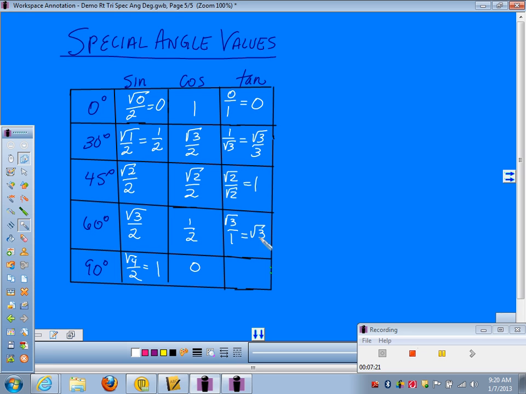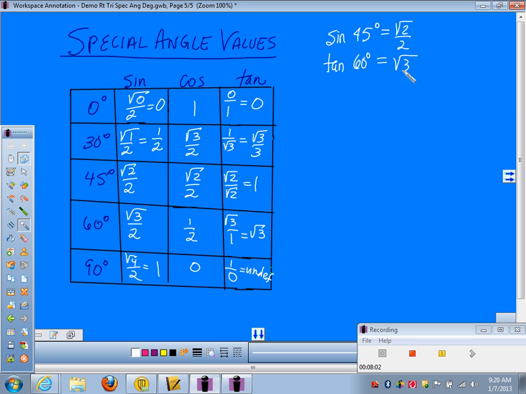And last but not least, on the 90 degrees, you can use the square root of 4 or you can use the 1, doesn't matter, because what do you get when you divide by 0? It is undefined. So the tangent of 90 degrees is an undefined value. So I'm going to ask you for things like, hey guys, what's the sine of 45 degrees? You're going to read the table and tell me sine of 45 degrees is what? Square root of 2 over 2. And if I ask you for the tangent of 60 degrees, you're going to tell me it's square root of 3. All right.